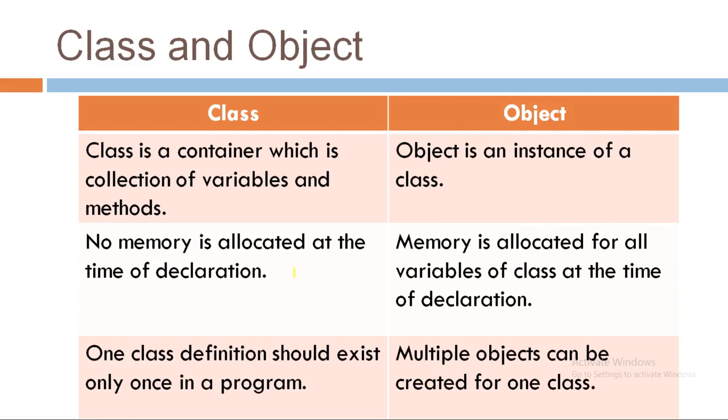So we can say a class is just declared without initializing any memory, while whenever we declare any object, it must be initialized to some memory locations. The last thing we can compare between class and object is that a class definition should exist only once in a program, while we can have more than one object of the same class in the same program.